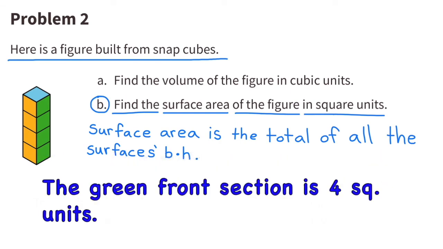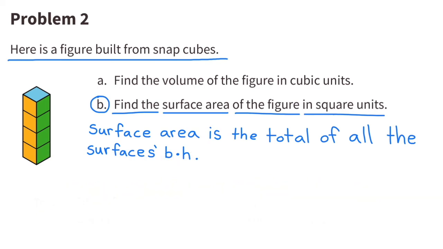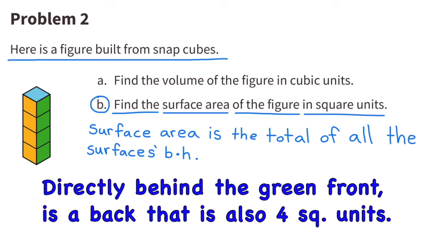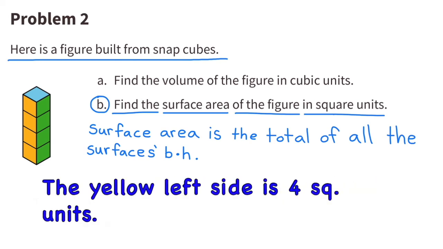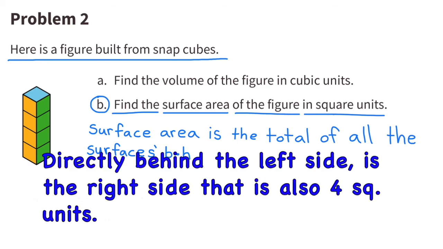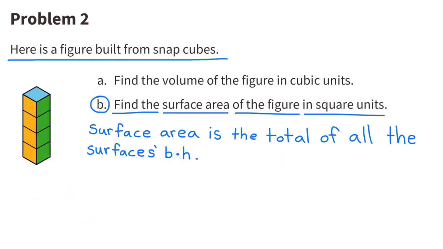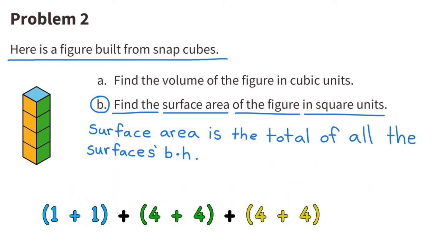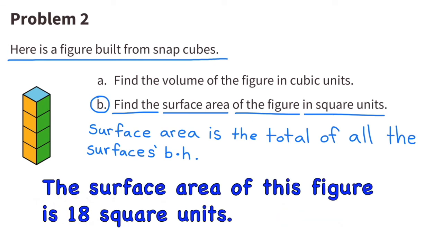The green front section is 4 square units. Directly behind the green front is a back that is also 4 square units. The yellow left side is 4 square units. Directly behind the left side is the right side that is also 4 square units. The bases 1 plus 1 plus the sides 4 plus 4 plus 4 plus 4 equals 18. The surface area of this figure is 18 square units.